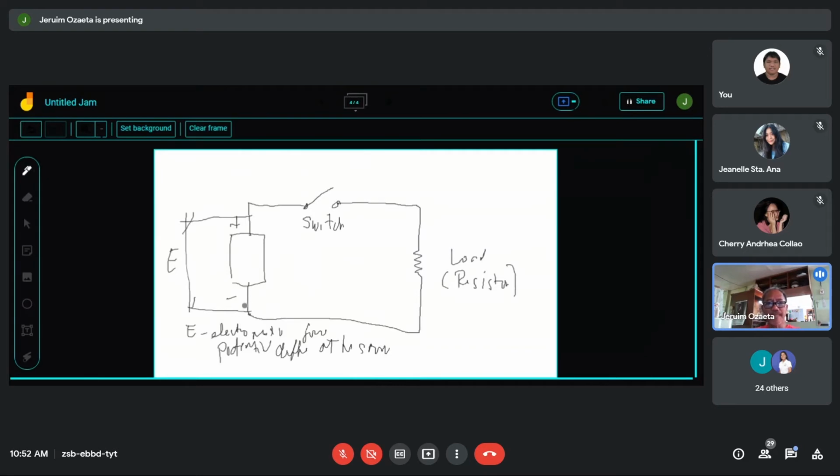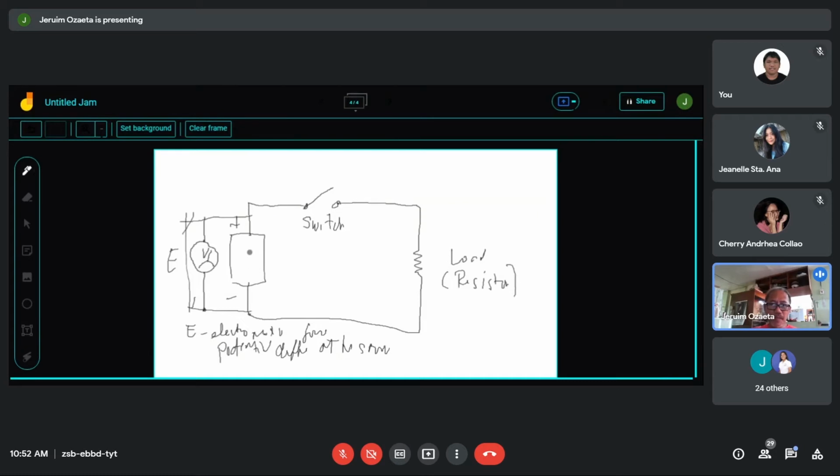Okay, the potential difference that you measure here at the load, often you will be able to measure by making use of a voltmeter. So you connect a voltmeter across, and you will read the voltmeter in volts. Now, at this moment, you see that the switch is open.